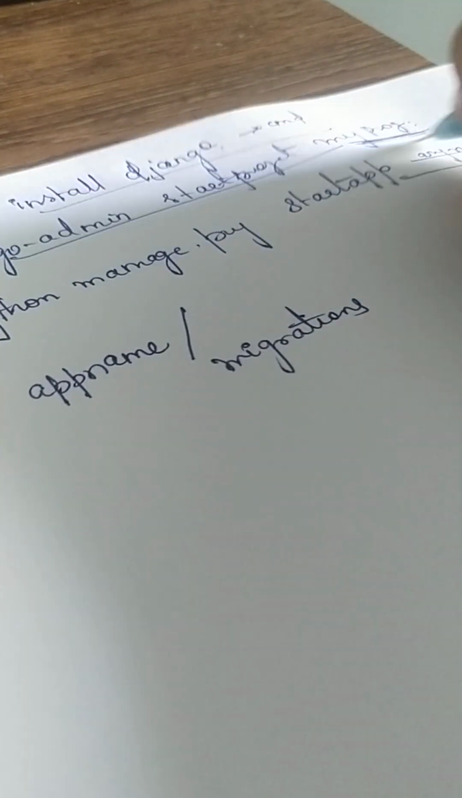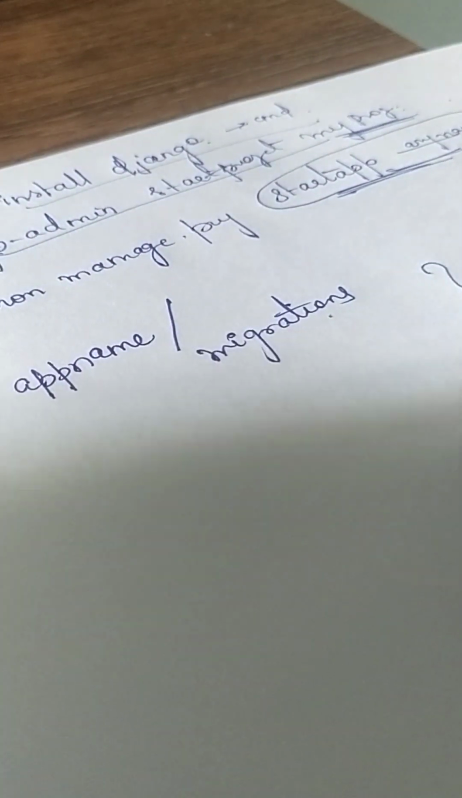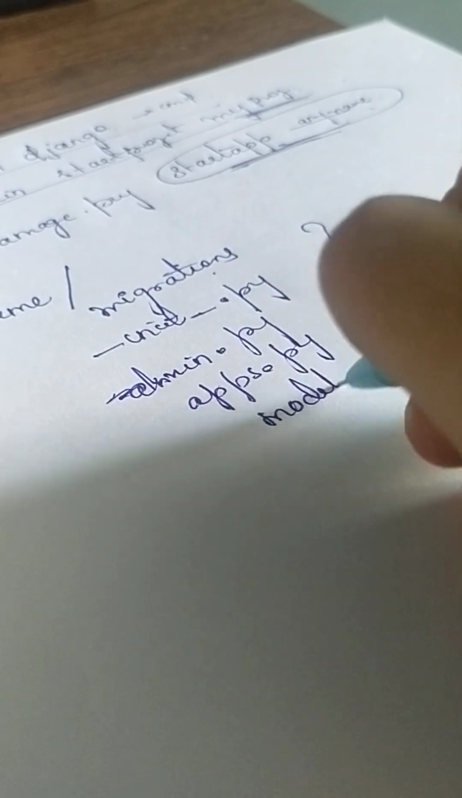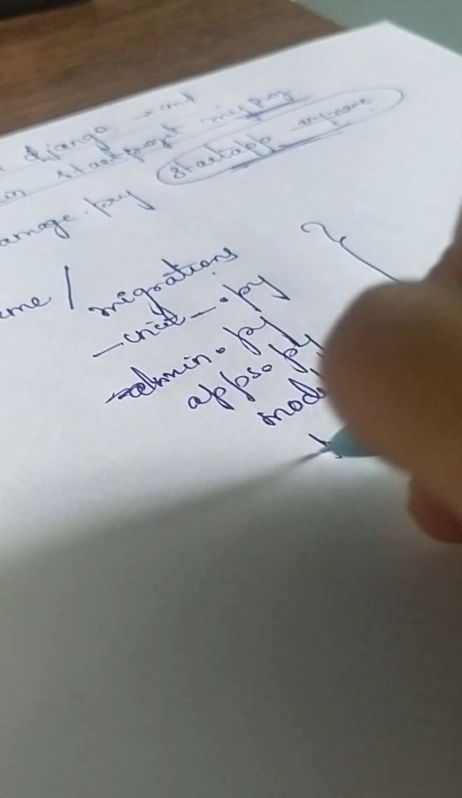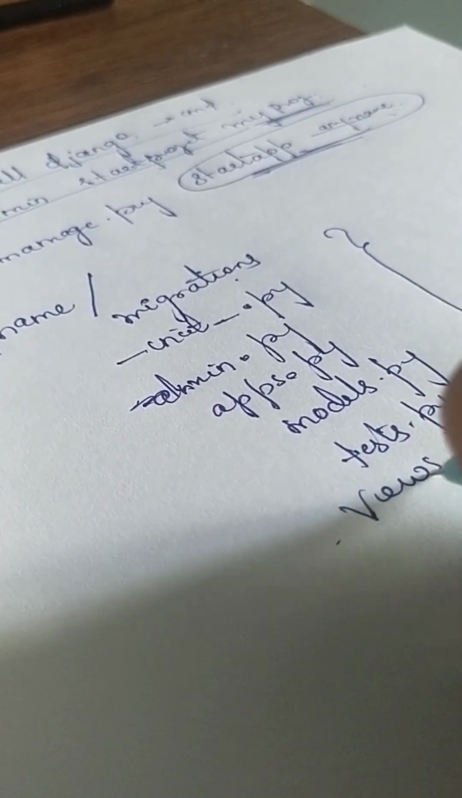Once you run this command, you will get these things in your VS Code or whichever editor you are using. You have migrations, then __init__.py, and then your admin.py. There's no hyphen here, so it is just admin.py. Then you'll also have your apps.py, models.py, tests.py, and views.py.